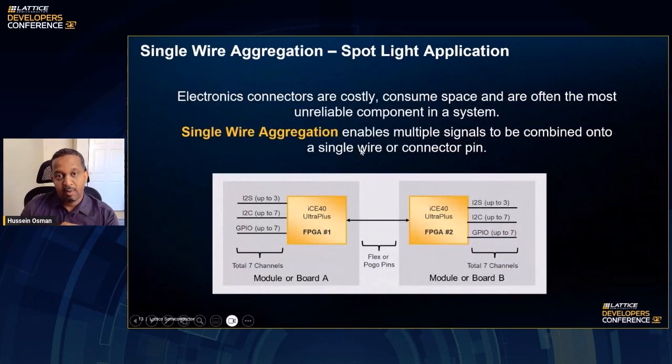So I want to highlight one more application, going a little bit deeper. This is called single wire aggregation. We see a lot of times in systems, there are challenges related to passing signals from one part of the system to another part of the system. There's limited space for them to pass through, or there are moving parts that do not allow many wires to be passed through.